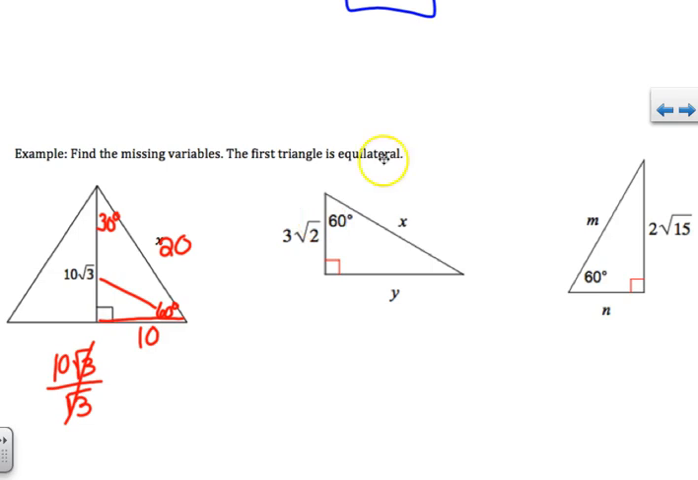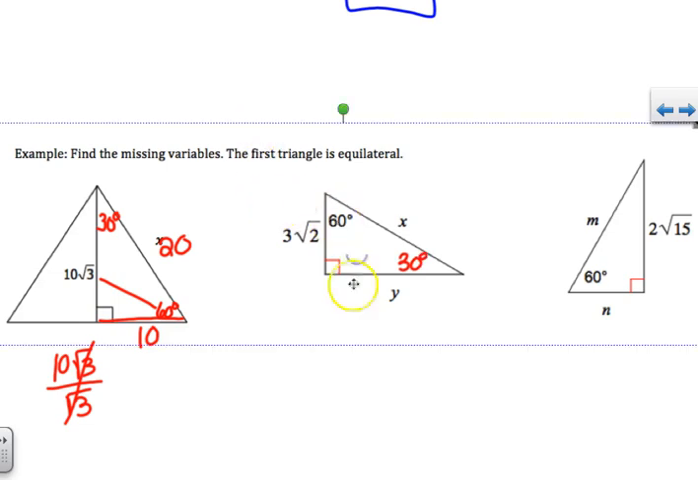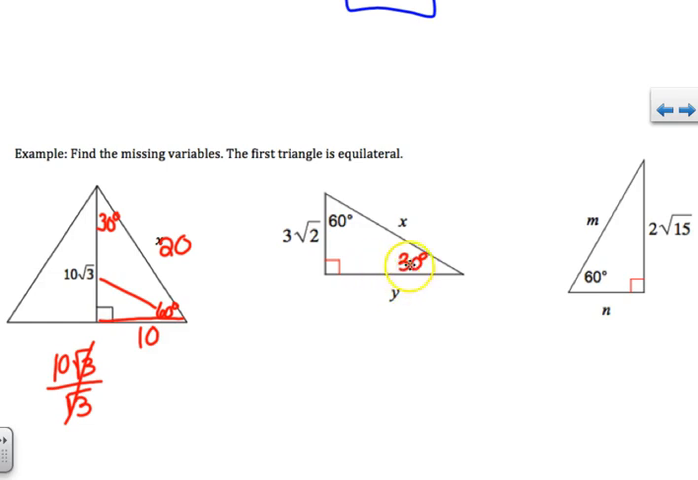All right, so in this middle problem, they gave me my short side because it's opposite of the 30-degree angle. And okay, so I need to find the hypotenuse and I need to find the longer side. So to find the hypotenuse, I need to times by 2. So 3 square root of 2 times 2 is just going to be 6 root 2. So this is going to be 6 root 2.